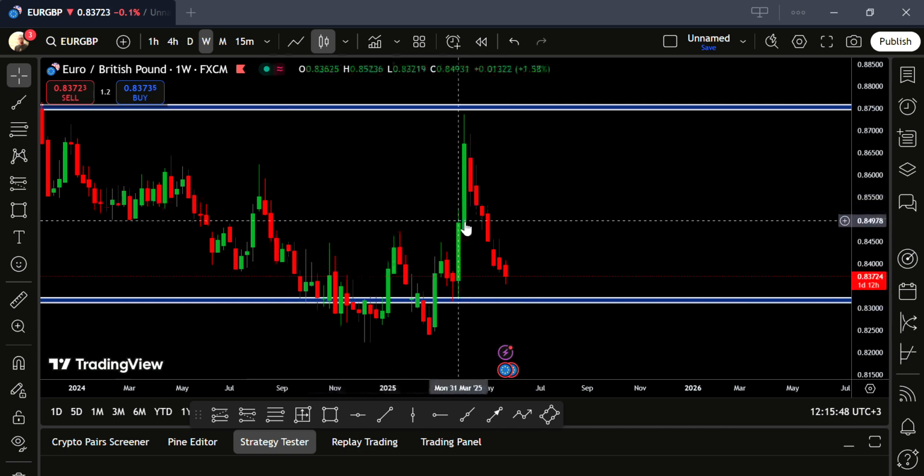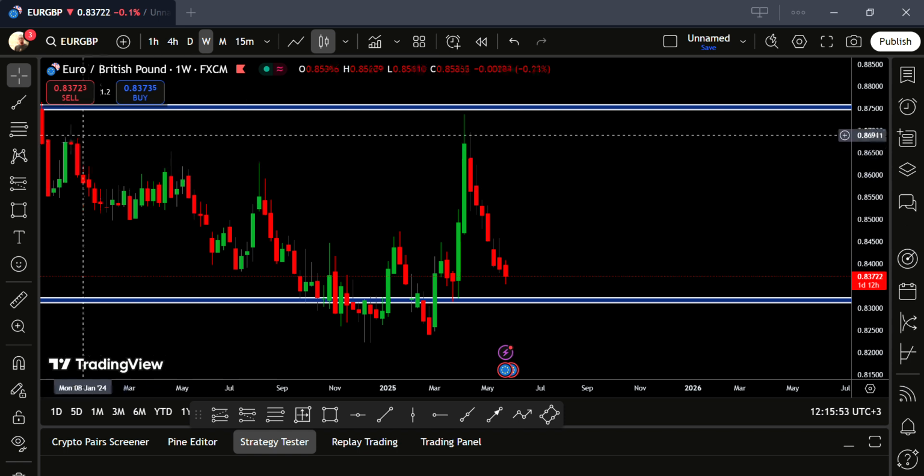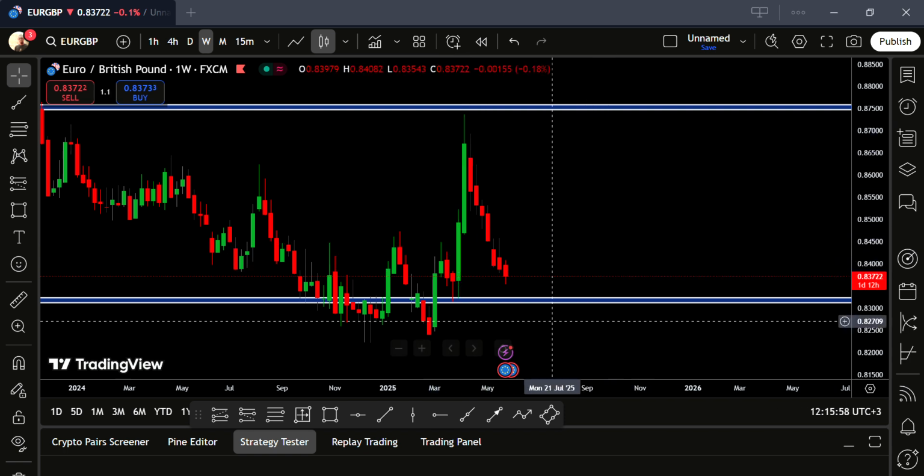We did not only break this one, we broke this one, we broke this one, and we broke also this one. So we broke three structures to the upside. So the trend has to be bullish. Are we looking to buy? Yes, we are looking to buy.